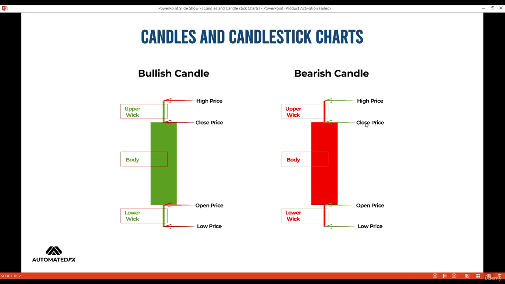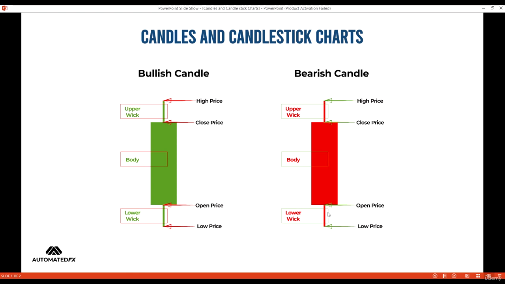For the bearish candle, the open price is actually supposed to be here. I think I made a mistake on this illustration. So this point, instead of close price, it should be open price, and then this open price should be close price. That's the mistake I made here. But the high price is still the high price, and the low price is still the low price.